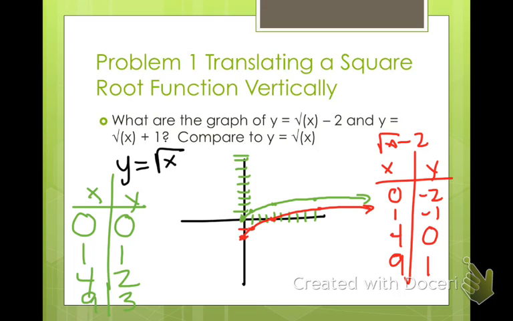To keep it with the Christmas spirit, I'm going to use gold, because that sounds fun. Square root of x plus 1. Okay, if x is 0, y is 1. If x is 1, y is 2. If x is 4, y is 3. And if x is 9, then y is 4. So we have 0, 1, 1, 2, 4, 3, and 9, 4. What happened this time? It went up 1 unit.